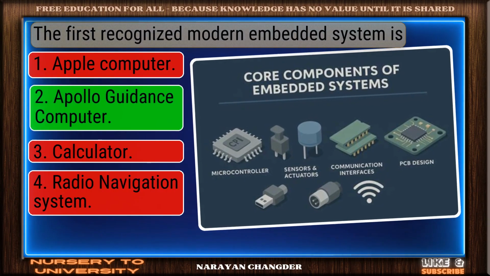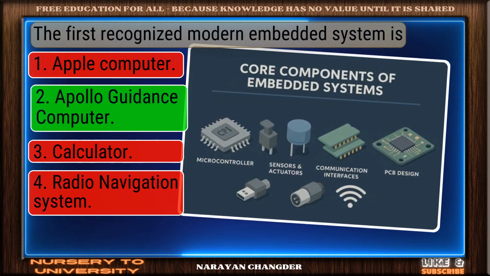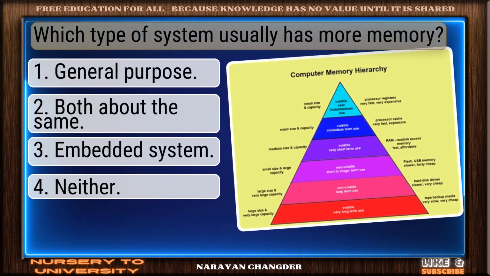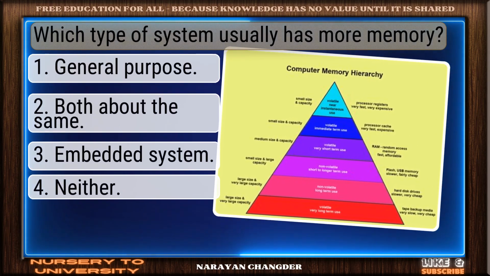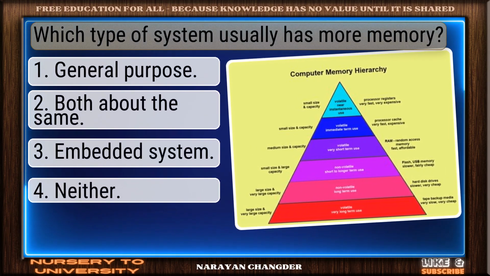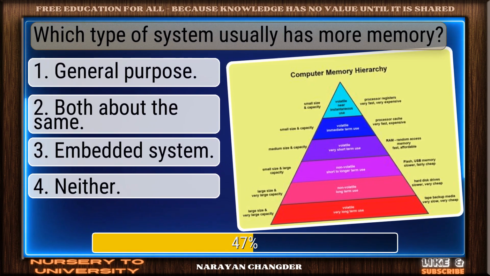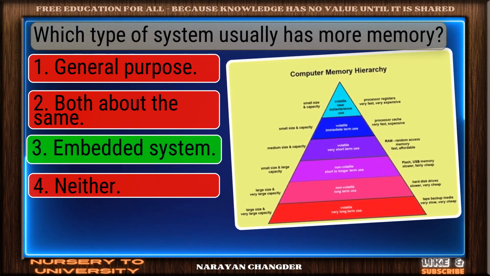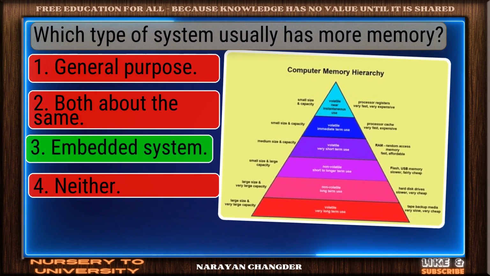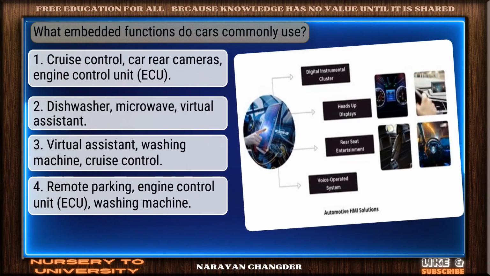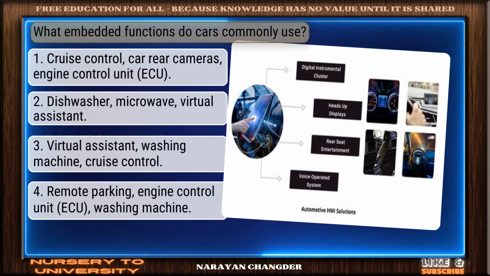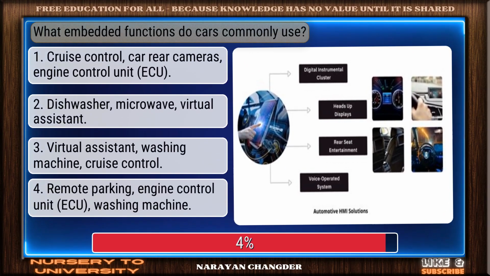Correct. Apollo Guidance Computer is the right answer. Question number 43. Which type of system usually has more memory? Perfect. Embedded system is the correct choice. Question number 44. What embedded functions do cars commonly use?